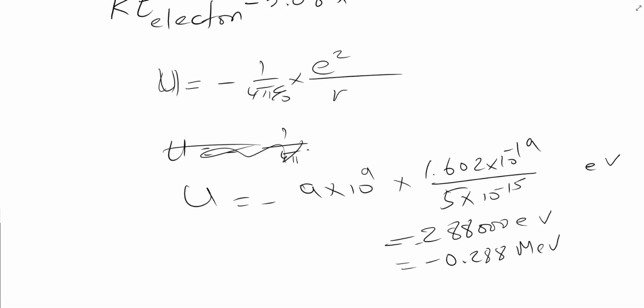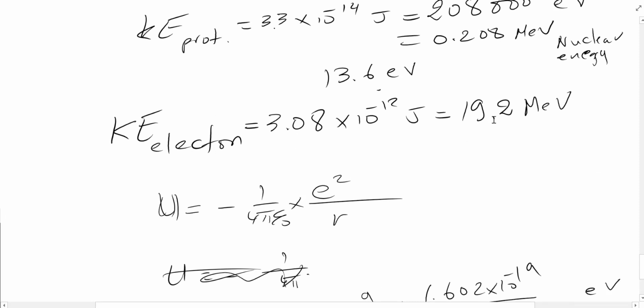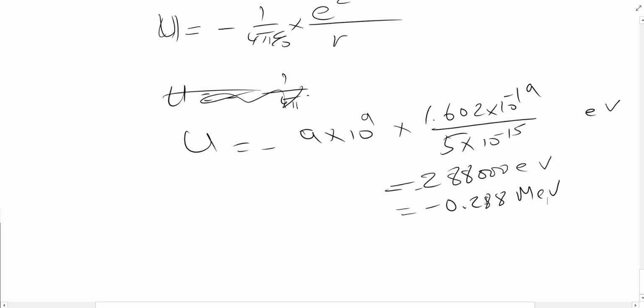Obviously there is not enough potential energy to retain this electron. It has a kinetic energy of 19.2 mega electron volt and just a potential energy of negative 0.28. So if you add the two, the energy is going to be positive. The total mechanical energy is going to be positive, and the electron will be out of there in no time.